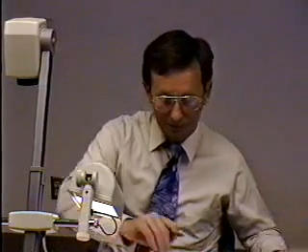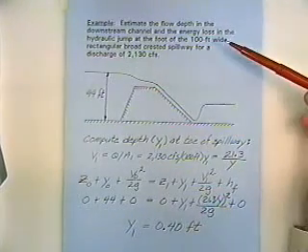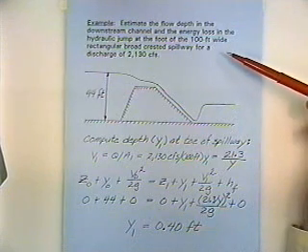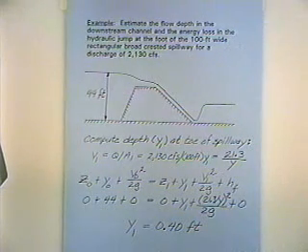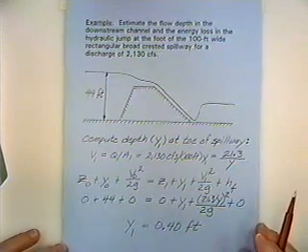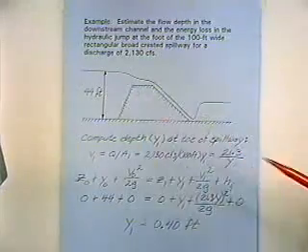This is another classic problem of fluid mechanics, and we're using both the energy equation and the momentum equation in this problem. What we want to do is estimate the flow depth in the downstream channel and the energy loss in the hydraulic jump at the foot of the 100-foot wide rectangular broad-crested spillway for a discharge of 2,130 cubic feet per second. So we're given the depth upstream.